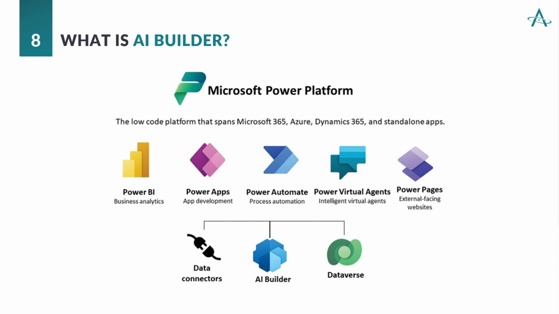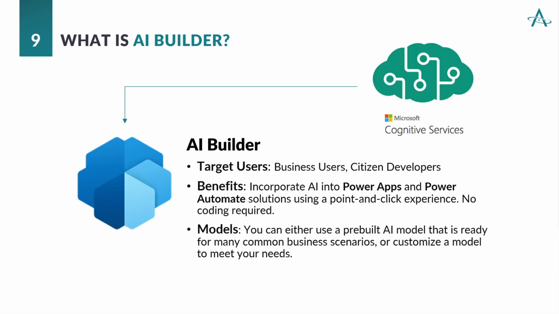As an underpinning of the Microsoft Power Platform, there are some additional tools which include data connectors and, of course, AI Builder and the Dataverse. Azure Cognitive Services is a collection of artificial intelligence tools, and the AI Builder is a subset of that. The target user for AI Builder are business users, citizen developers, people like you and me. The benefit, of course, is that it allows us to incorporate AI into Power Apps and Power Automate and even Dynamics 365 using a point-and-click experience so that no programming coding is required. It does include several different types of models, or AI models, as we call them: pre-built AI models, custom models, and customizable pre-built models. And we'll talk about what the difference is between those in just a few moments.